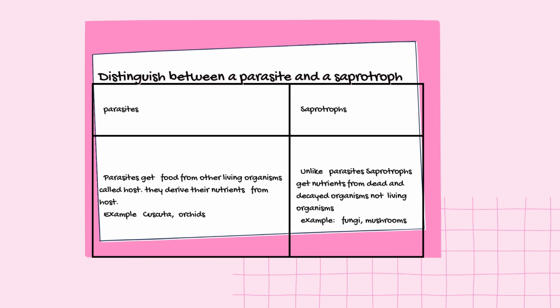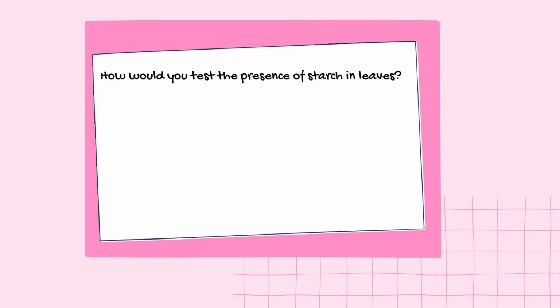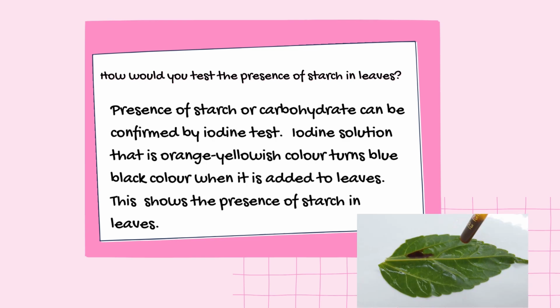Example: fungi, mushrooms. Third question: how would you test the presence of starch in leaves? The presence of starch or carbohydrate can be confirmed by the iodine test. Iodine solution, which is orange-yellowish in color, turns blue-black when it is added to leaves. This shows the presence of starch in leaves.